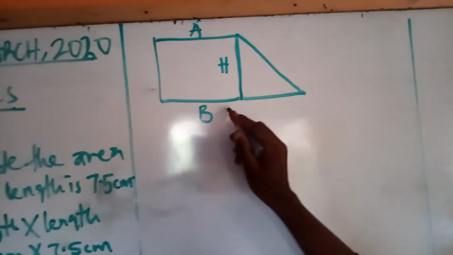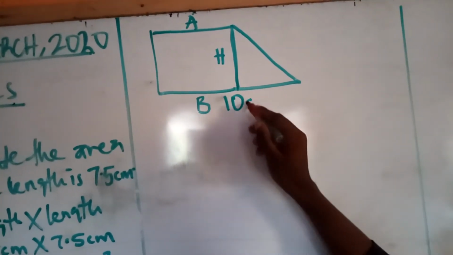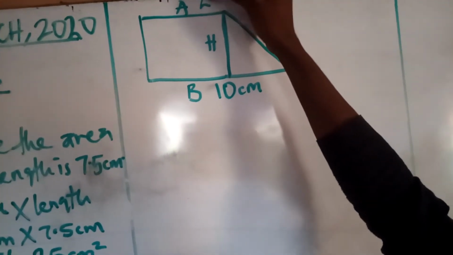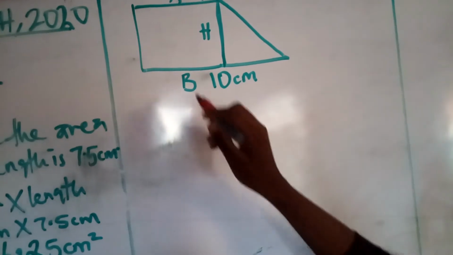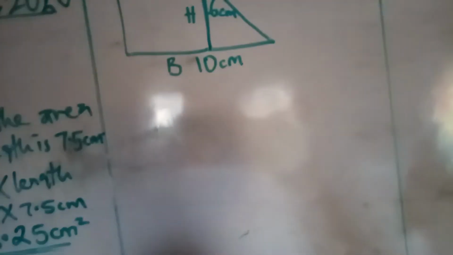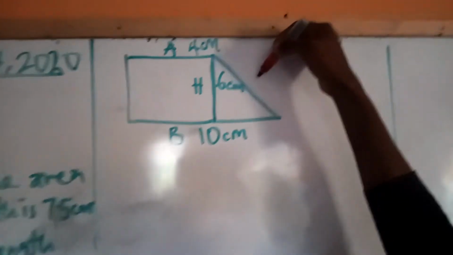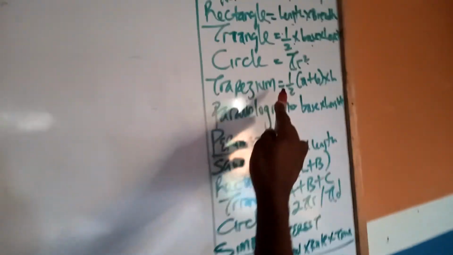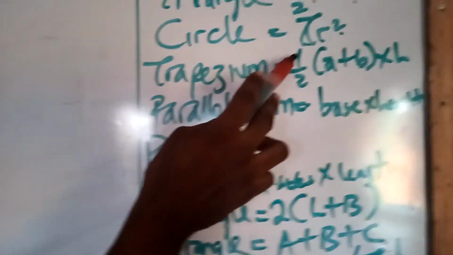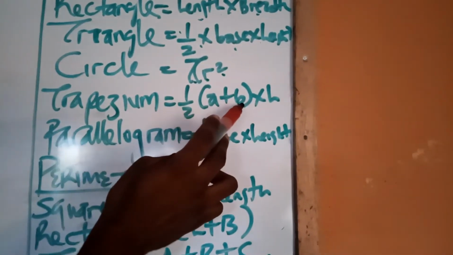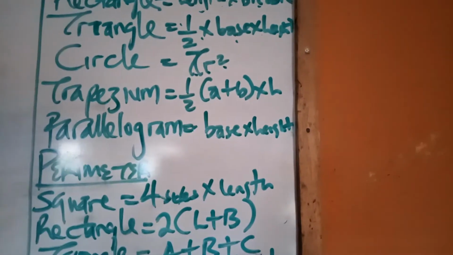So if the B is given to you as 10 centimeters, the A is given to you as 4 centimeters, and the height is given to us as 6 centimeters, then let's calculate the area of this trapezium. Now let's go back to the formula for area of a trapezium. The formula is half times A plus B times height.